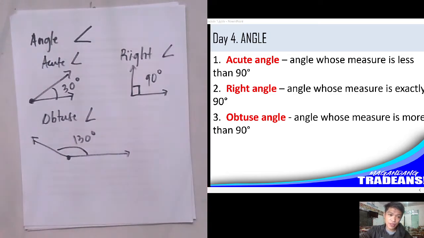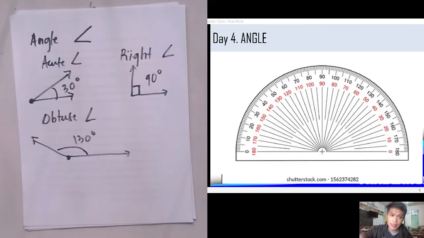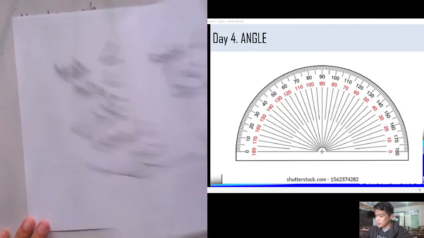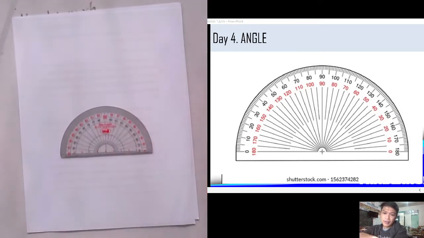Now, how are we going to measure an angle? Of course, we have the following materials to be used. The first one is what you call the protractor. Okay, as you can see on the picture, the red one starts with 180, 170, 160, and the last number is 0. Are we going to use this red one? Yes, we are going to use that one, but literally, we will be using the black color. Minsan lang po ginagamit ang red one.